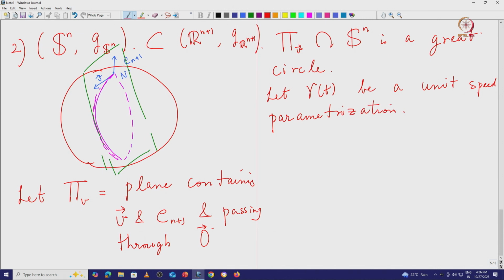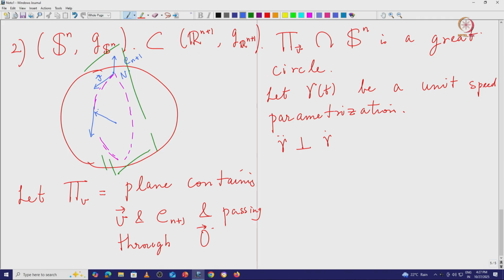Okay. So then clearly gamma double dot is perpendicular to gamma dot. So if you look at the velocity vector here, that's clearly going to lie in the plane. Also let's just look at the position vector of gamma of t. So that's the vector obtained by joining the center to the point gamma of t.